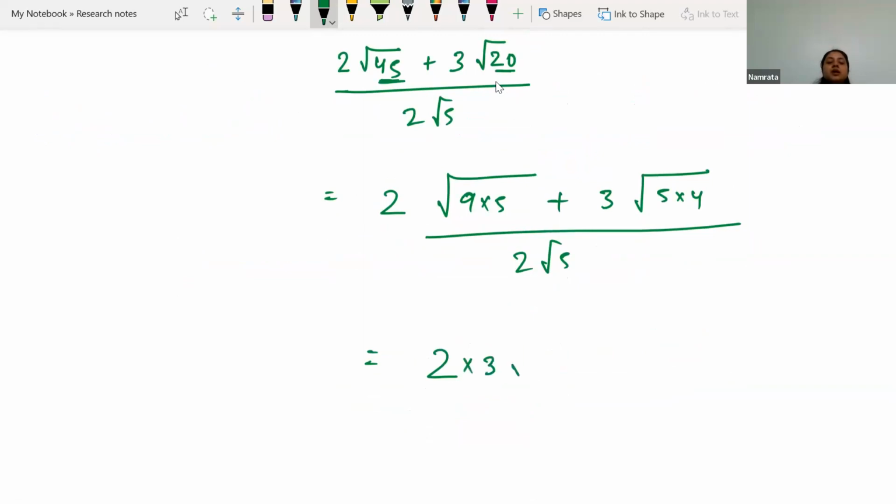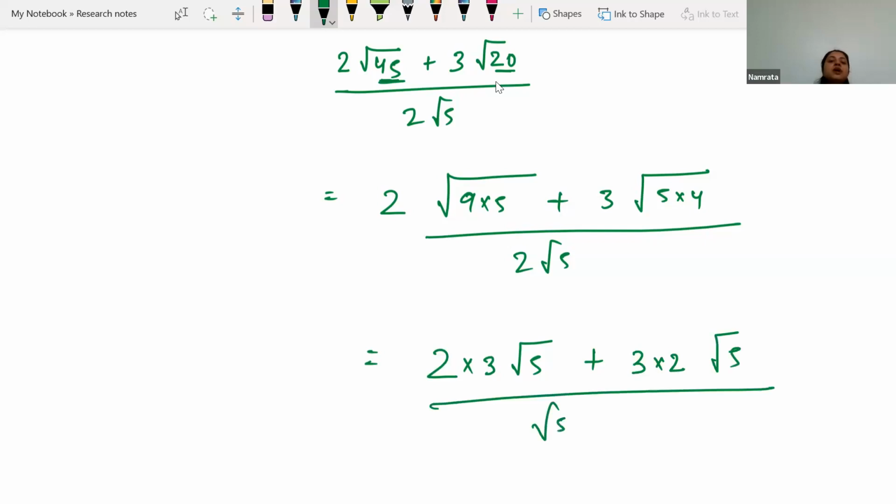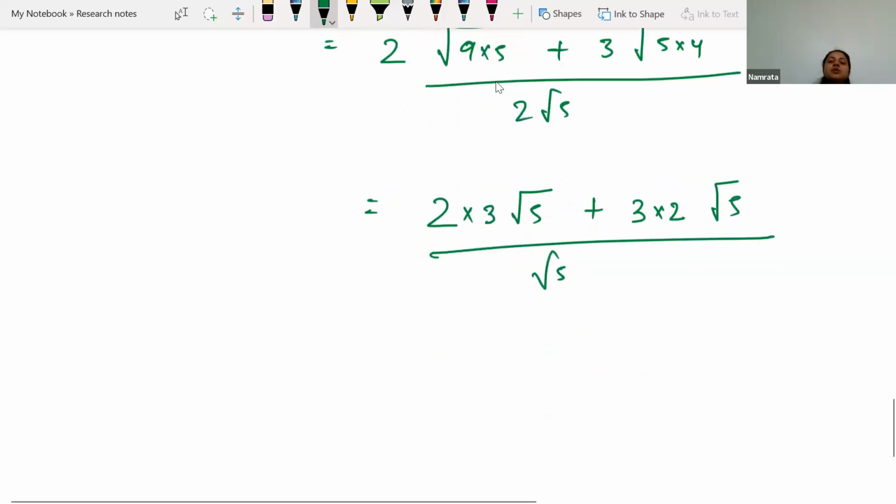So into 3 will come out. Root 5 got stuck inside the square root sign. Here what will come out? 2 will come out, and again root 5 got stuck. Divided by root 5. Now one thing you can see is that root 5 from the numerator and denominator is getting cancelled. Here 2 was there.